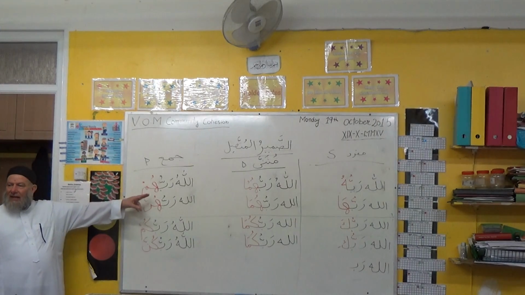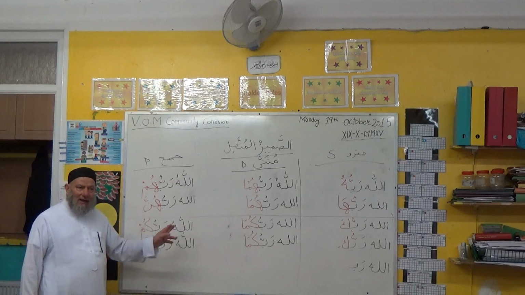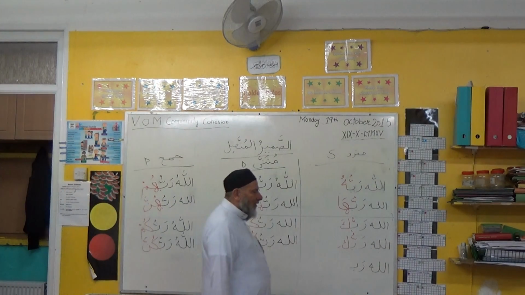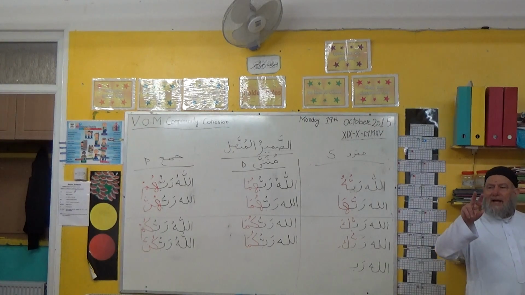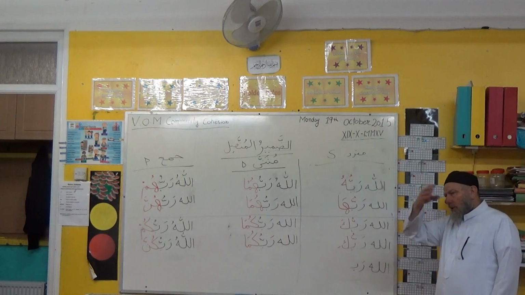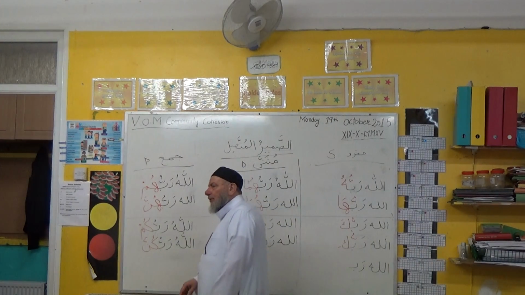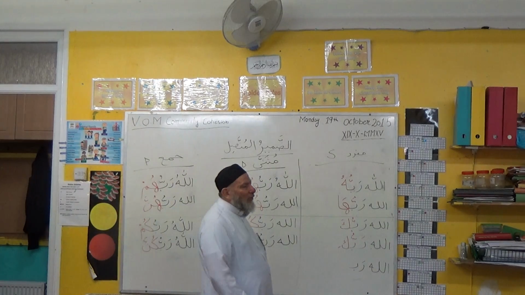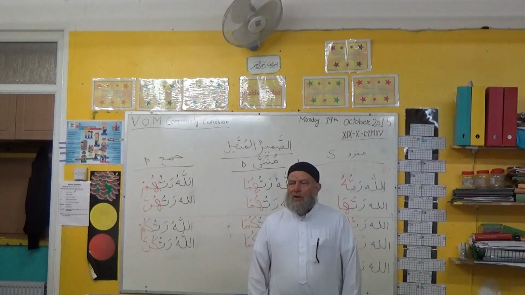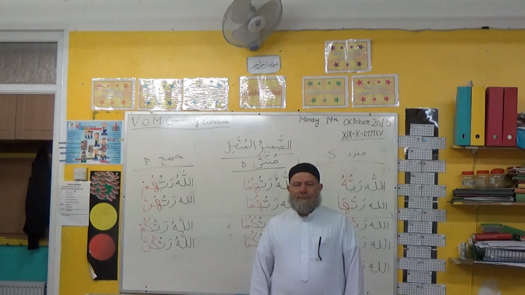We replace the ha with kaf, okay? For the muthanna and the jama. Yeah, let us say together. Allahu Rabbuka. Allahu Rabbukuma. Allahu Rabbukum. Allahu Rabbuki. Allahu Rabbukuma. Allahu Rabbukunna.